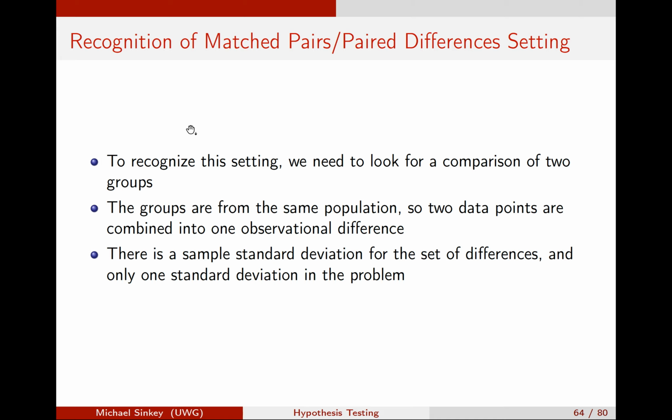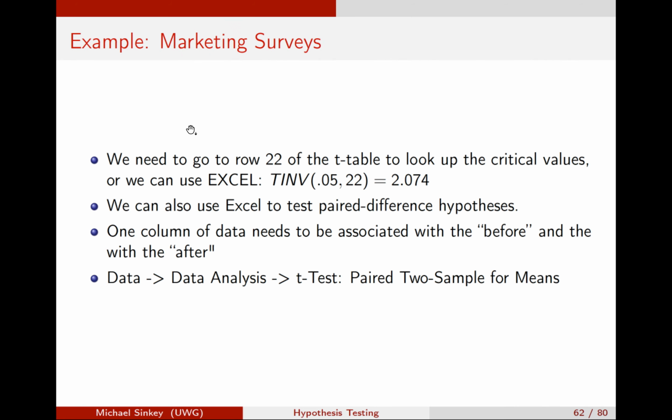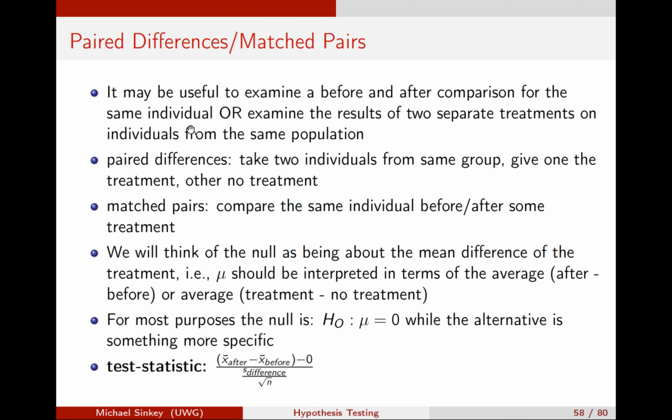We left off in the previous slides with a description of the matched pairs paired differences setting. In this setting, you have either the same person with two separate observations, or you have two people that are plausibly from the same population that are matched together. Just a recap of the semantics: the matched pair is a before and after for the same individual. The paired difference is pairing, think of it as a verb where you're pairing two people together.